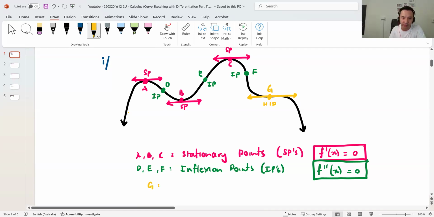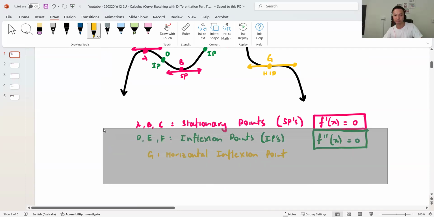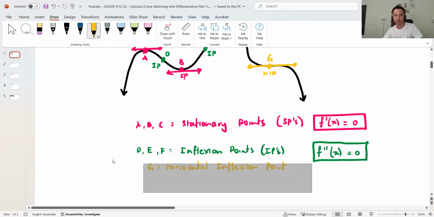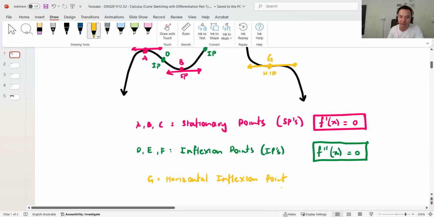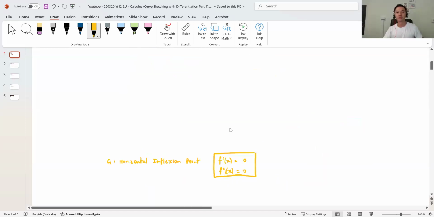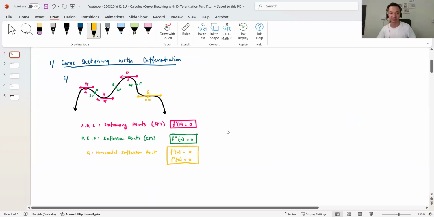So point G is a horizontal inflection point. Now, there's no reason why I'm squashing this up, so I'm just going to move this down a bit. A horizontal inflection point happens when both are true. The first derivative is zero because it's a flat gradient, and the second derivative is equal to zero because it changes concavity from happy to sad or sad to happy. Guys, those three elements need to be known when we're curve sketching today.